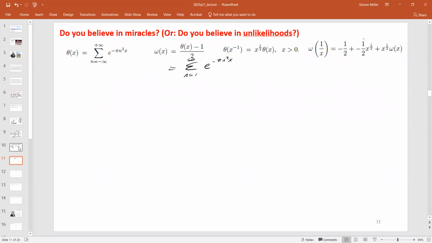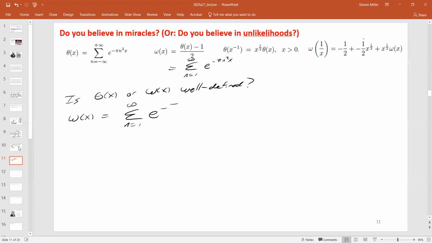All right, the first thing is, whenever I write a function down, what should we do first? What must we make sure? I'm sorry? Yeah, it's well defined. So is theta of x or omega of x well defined? Let's study omega of x, which is the sum n goes from 1 to infinity of e to the negative pi n squared x. Clearly, this is non-negative. So the question is, does this sum converge?